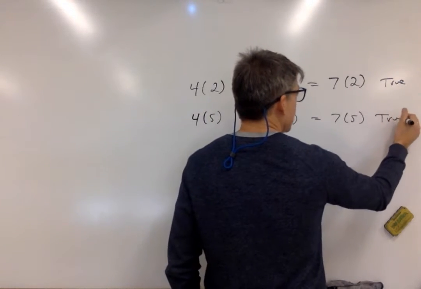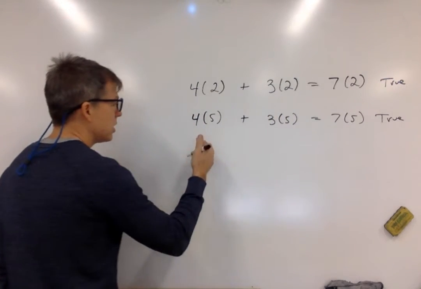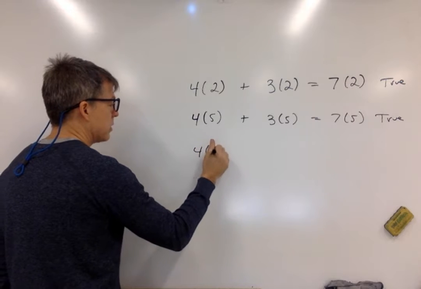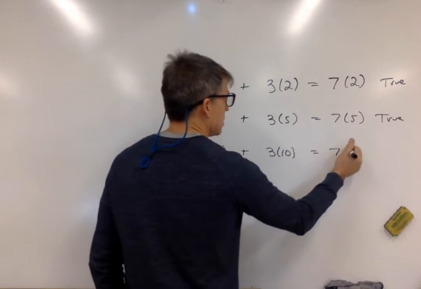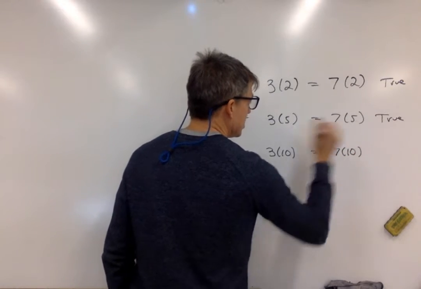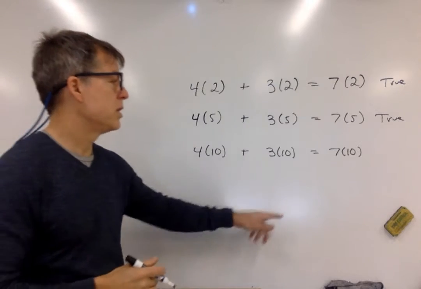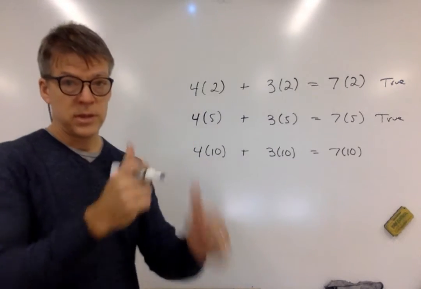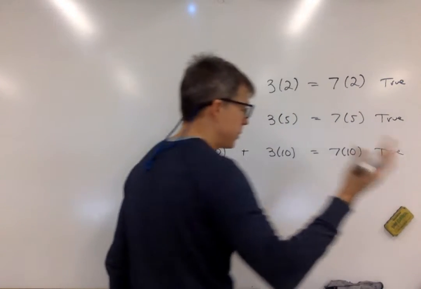So you might be sensing a pattern here. Let's just do one more. I won't belabor the point. Let's try 4 times 10. Okay, we'll put in a different number. 3 times 10, 7 times 10. Is this true? This one is easy, right? It's 40 plus 30. Does that equal 70? Does, right? So we definitely have true, and so at this point, I'm going to spare you the rest.